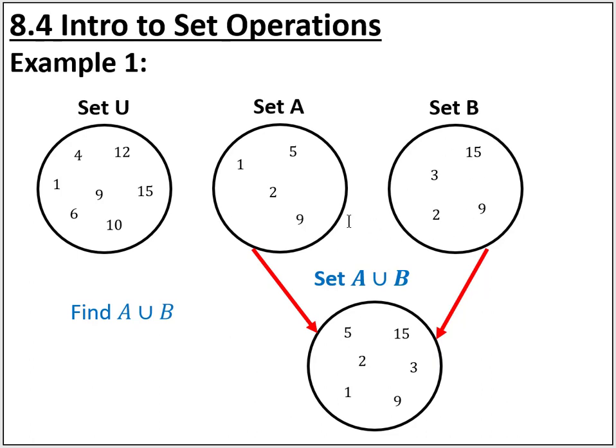Same thing here. Set A and set B both have the element of 9. So you're just going to write it one time for the union set. As I stated before, you do not have to draw these circles out. Again, this is just a visual representation for the union set.